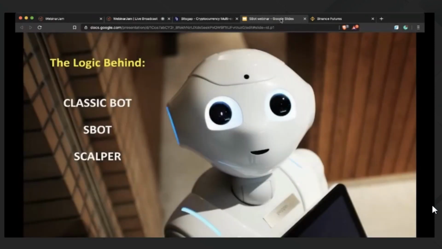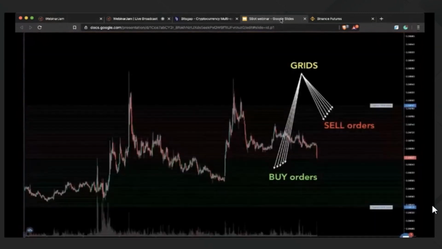So now let's proceed, and I will tell you about the logic that we have implemented in our automated trading bots. The technology itself is called the grid mechanism. It's implemented in the classic bot, the original one, the Sbot, and the Scalper, our brand new products. What unites all of them is that they all have a so-called grid mechanism, which places simultaneous proportionate buy and sell orders at predefined levels.